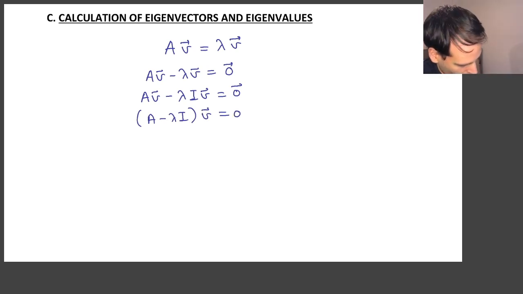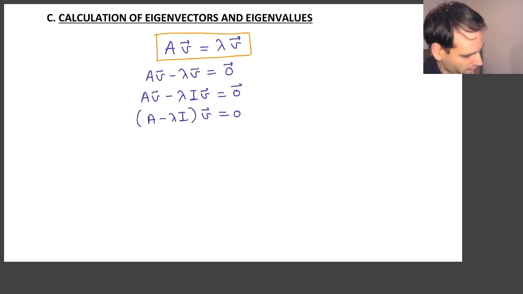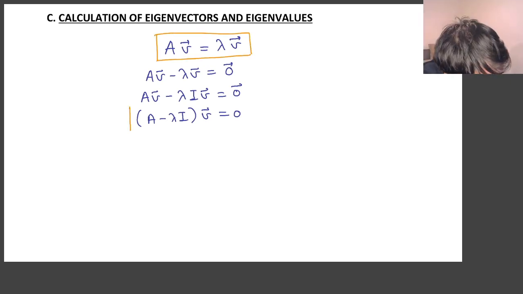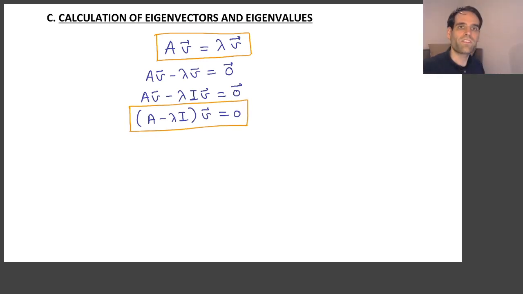Okay? So, starting from the definition of an eigenvector, we have arrived at this alternative definition, which is much less intuitive, but at the same time is much more helpful, because this allows us to calculate the eigenvectors. Now let's think about what this is saying. So A minus lambda I, what is that?